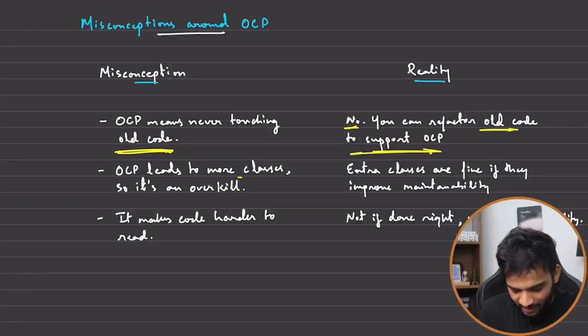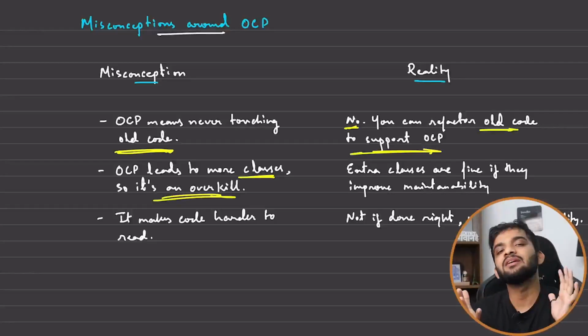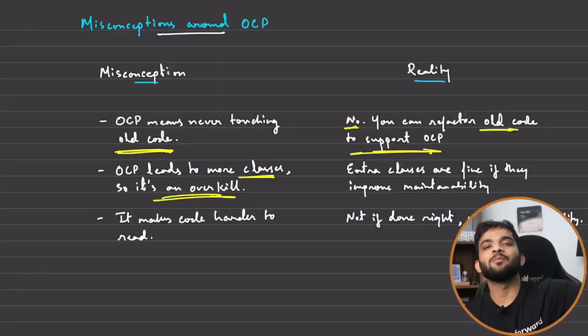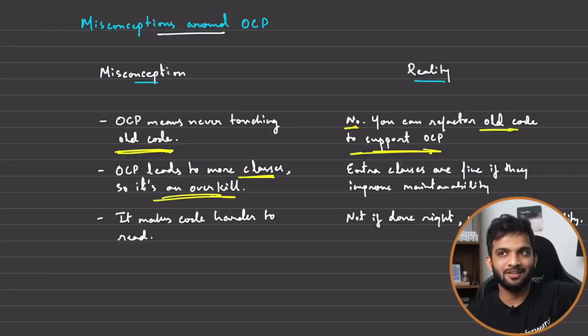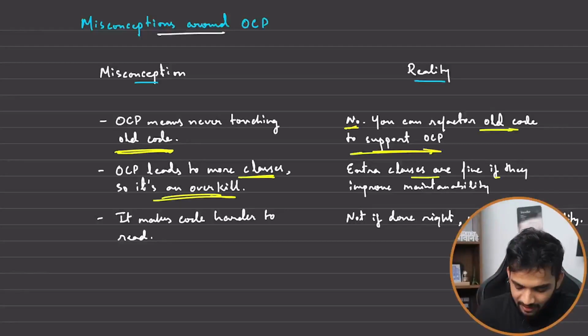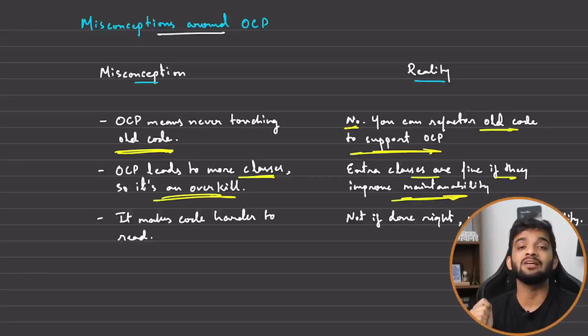OCP leads to more classes, so it's an overkill. A lot of times people will say you're unnecessarily creating a lot of classes and all of the other things. Initially, it does make sense whenever the code base is very, very limited. But as the code base grows large, that's when you realize, oh shit, I should have followed the design principles. So extra classes are fine if they improve maintainability, and you'll only understand maintainability once your code base grows humongous.